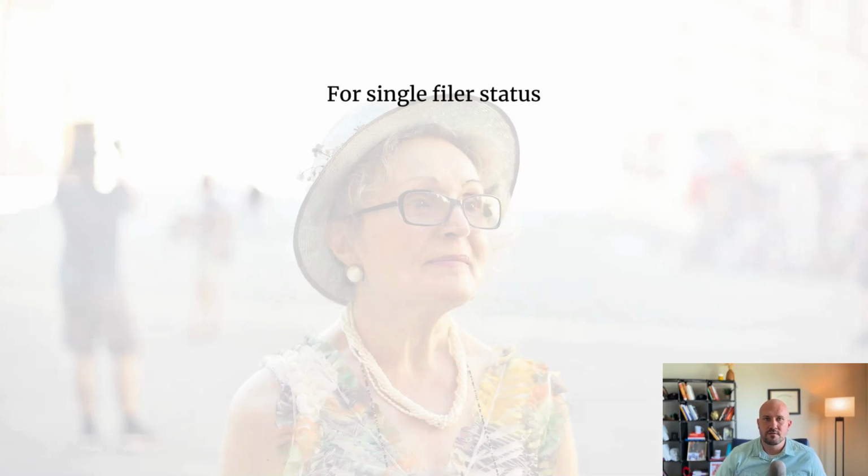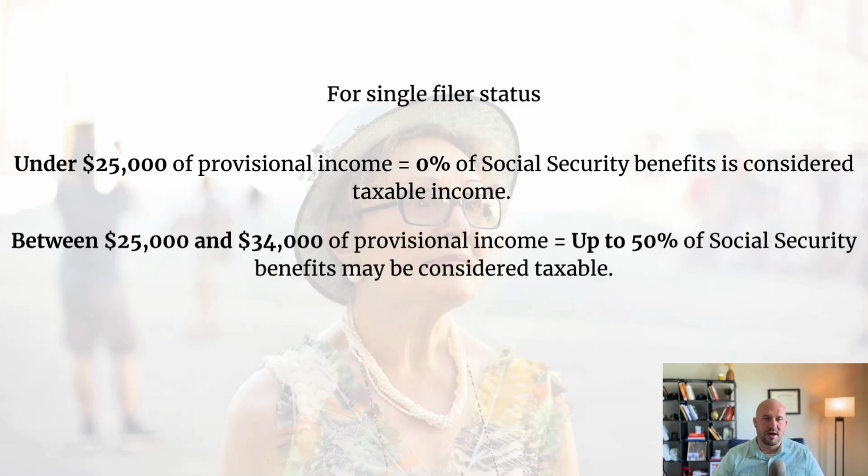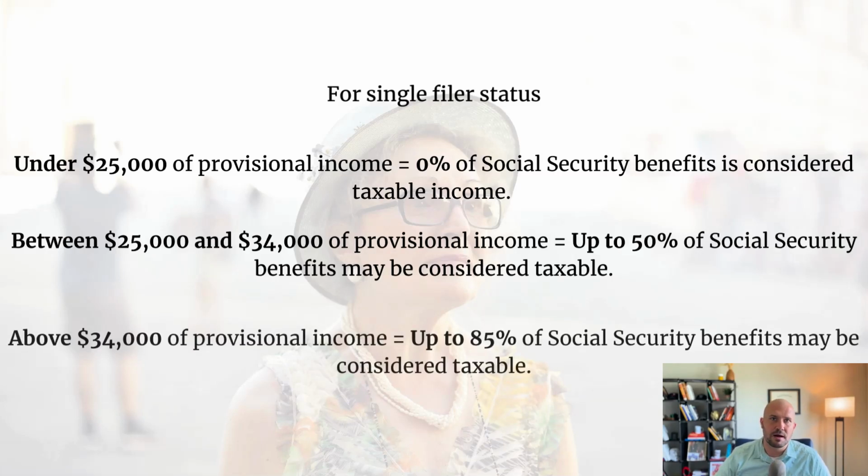Specifically, what are the breakdowns of the thresholds? The first one is for single filers. A provisional income of under $25,000 means that none of your Social Security benefit would be included in your taxable income. The next threshold is from $25,000 to $34,000. If your provisional income falls in this threshold, 50% of your Social Security benefit would be considered taxable. We then jump up to the next threshold for single filers, $34,000 and above. That's where up to 85% of your Social Security benefit could be included in taxable income.